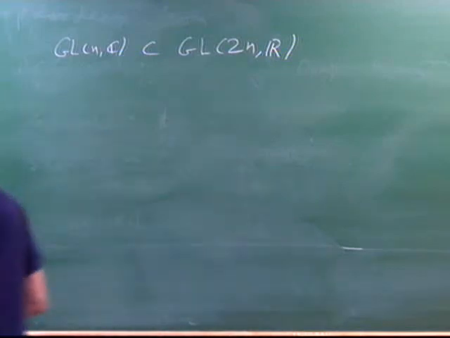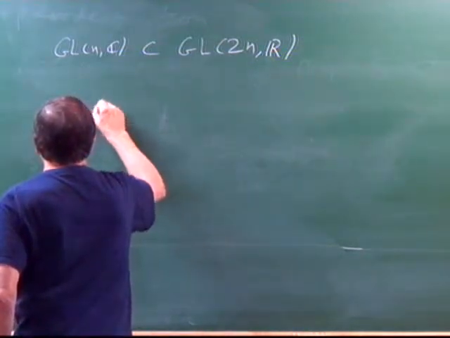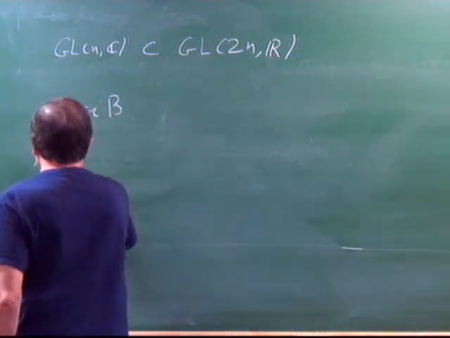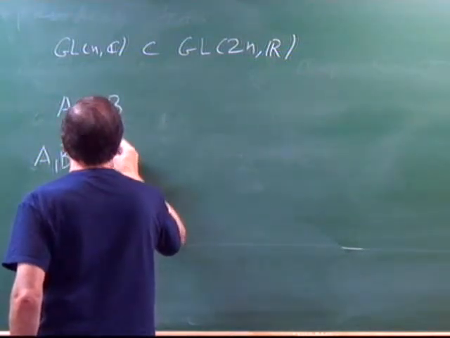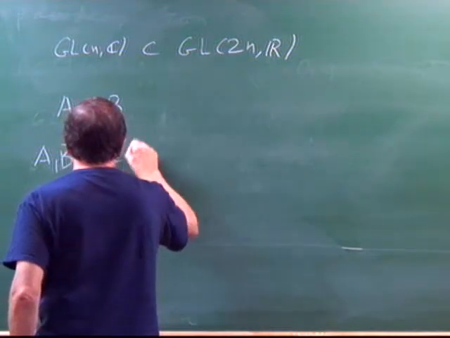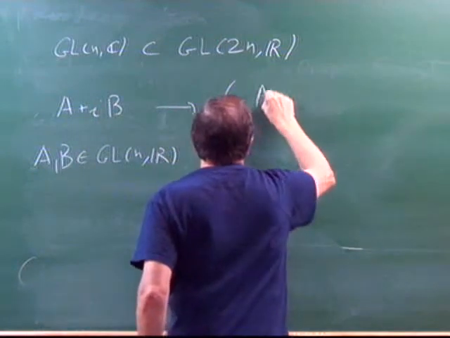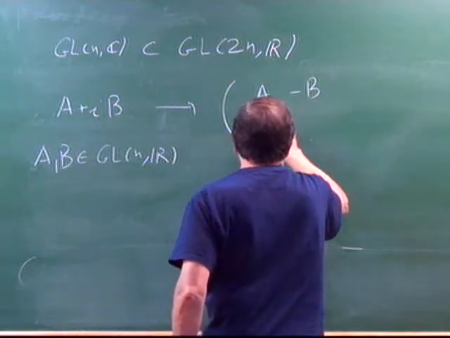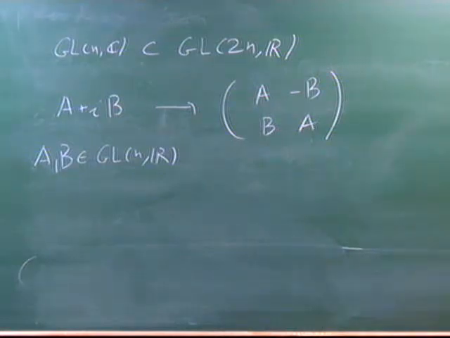And the embedding, again, this depends on the convention. The embedding is I take A plus iB, with A and B real, and send it to A minus B, B A in block form. So that's very easy to verify.